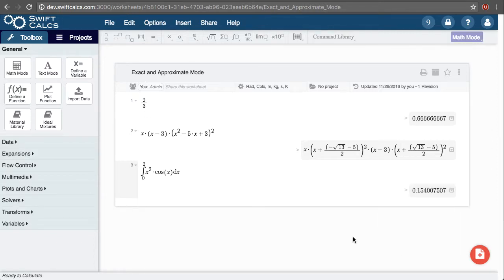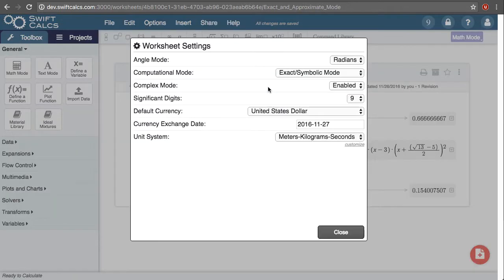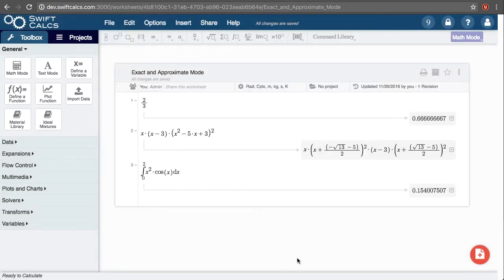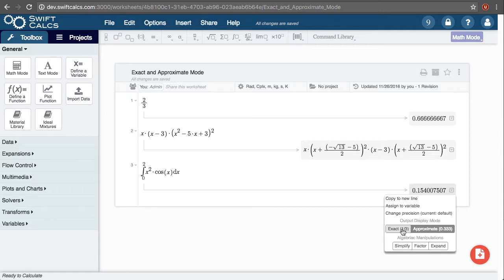to get the approximation. Although symbolic mode is the default for each worksheet, you can change this on a worksheet by worksheet basis by clicking the worksheet settings at the top of the worksheet and changing your computation mode from exact to approximate. No matter the default mode you've selected, you can always override this setting on an answer-by-answer basis using the pull-down from each answer bubble.